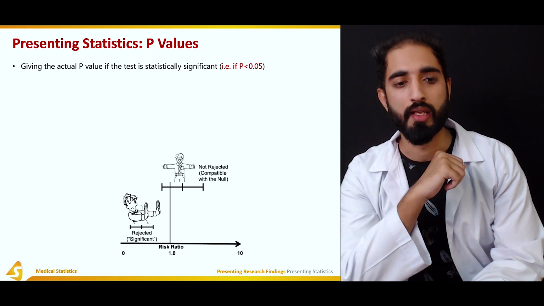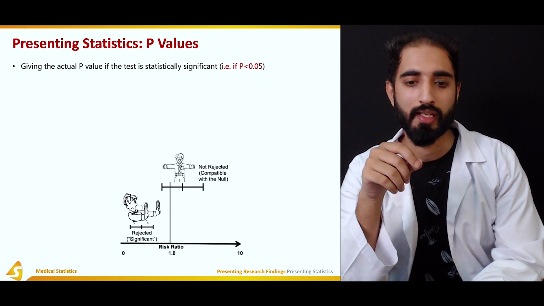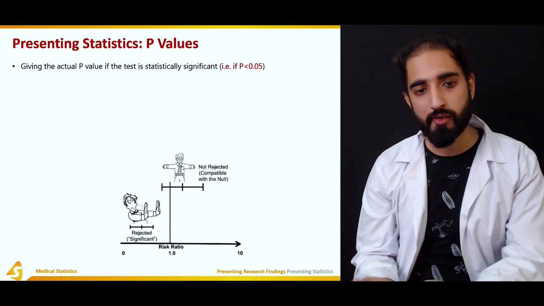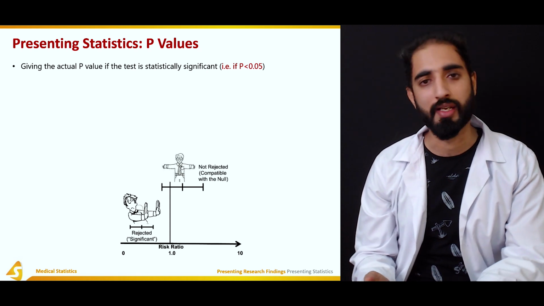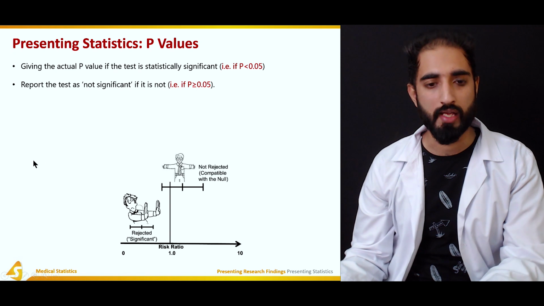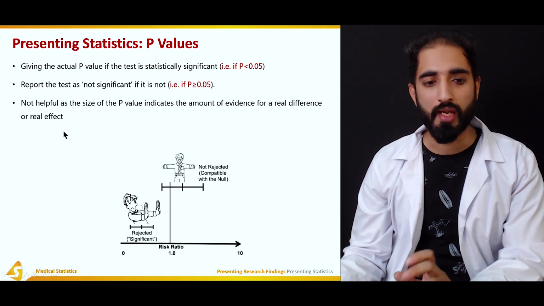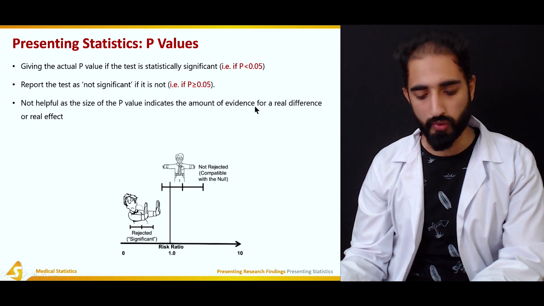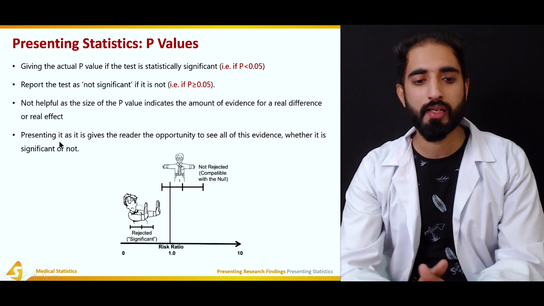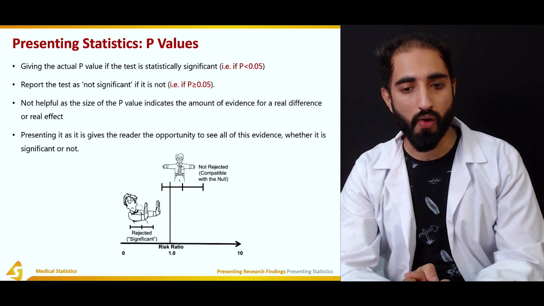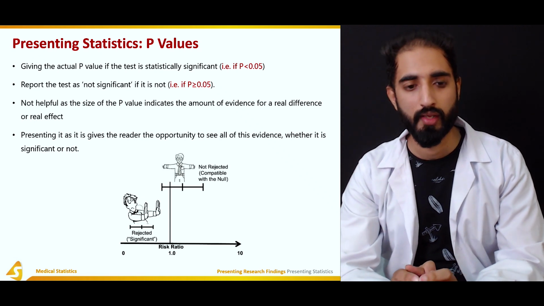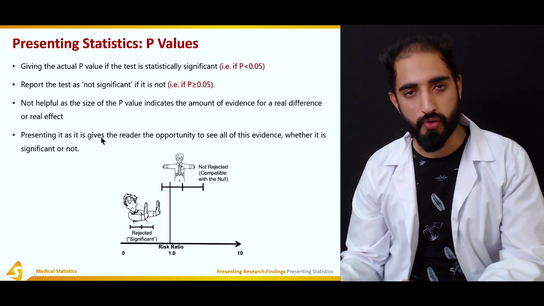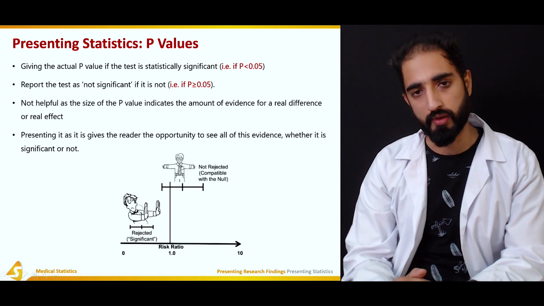Another way to do it is giving the actual p-value if the test is statistically significant, which means if the p-value is less than 0.05, then mention the actual p-value, otherwise just mention that it was not significant. So as mentioned here, it is not helpful, as the size of the p-value indicates the amount of evidence for a real difference or real effect. So presenting it as is gives the reader the opportunity to see all of this evidence, where it is significant or not. So it is better than the previous way, but still it cannot give an opportunity to the reader to see all of the evidence.